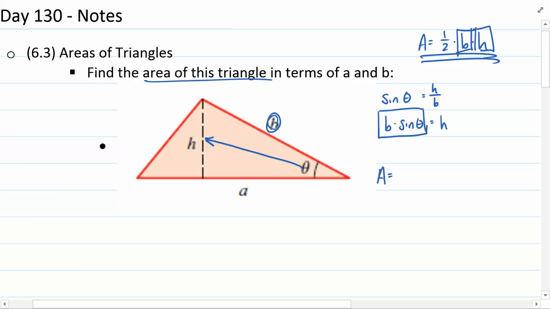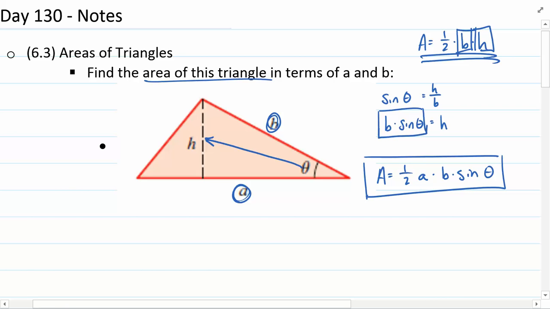So if I make those replacements, I have area of this red triangle is equal to 1/2 times the value of A times the value of B times sine theta. And even if we didn't know what the height of the triangle was, we can deal only in two side lengths and an included angle, and we can determine the area of this triangle. So I think that's pretty helpful here.